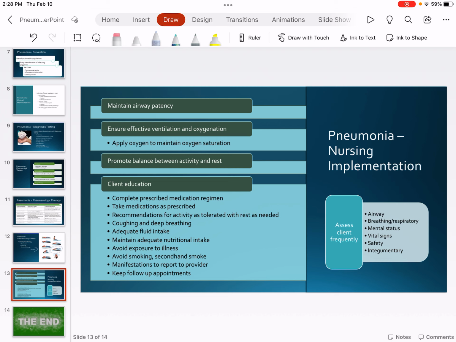So assessing your client frequently is important, especially their airway and breathing. So respiratory assessment is important. Mental status assessment: they can have mental status changes with this, especially older adult clients. Vital signs. Safety: if they're confused, especially, there might be safety concerns, or if they're weak. And then skin, just assess for perfusion and potential skin breakdown.